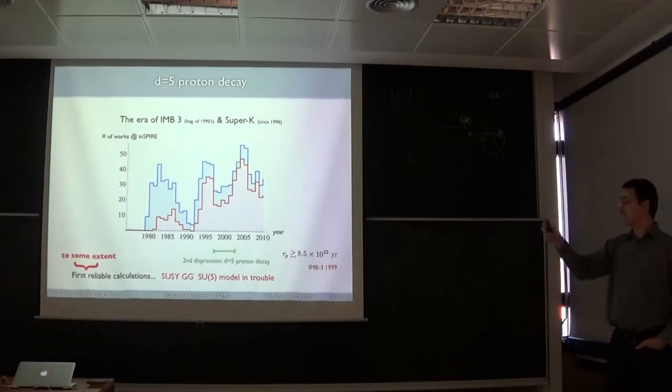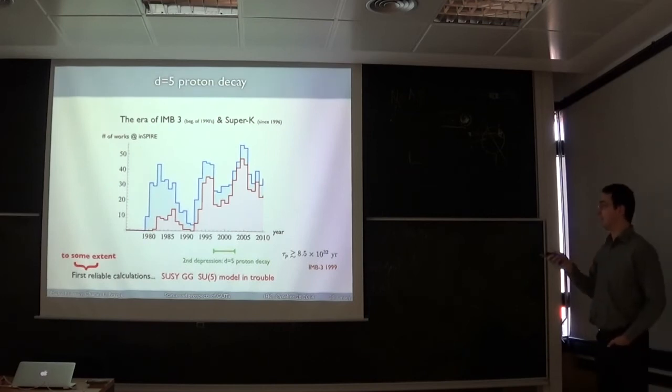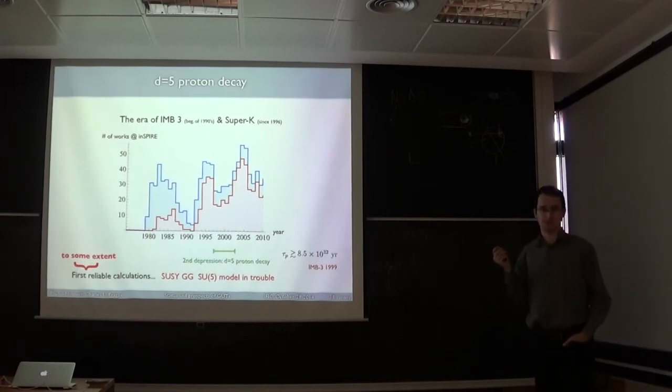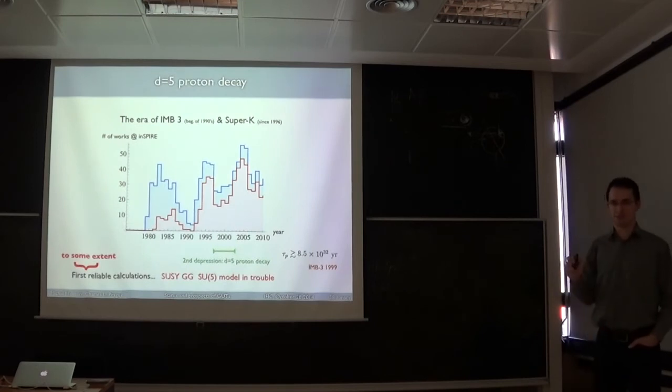So that model was really strongly constrained, and it was claimed back in the 90s that it was actually not consistent. However, until now, there are still disputes over whether this is a firm statement. There are many people still working even on this minimal SUSY SU5, and the situation is not entirely clear. Never mind, this observation caused the second depression due to this dimension 5 proton decay, because in SUSY, proton decay is due to dimension 5 operators, not dimension 6.